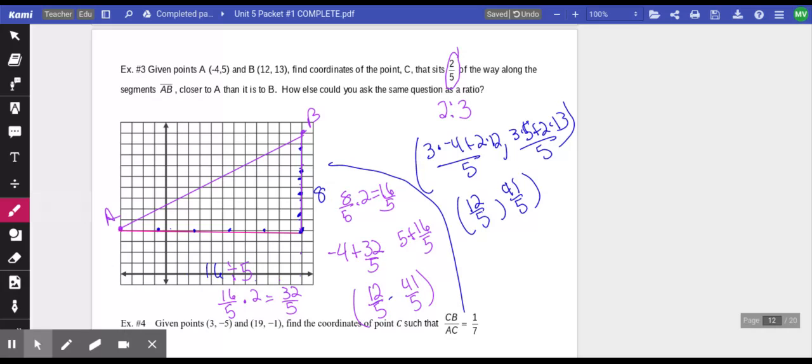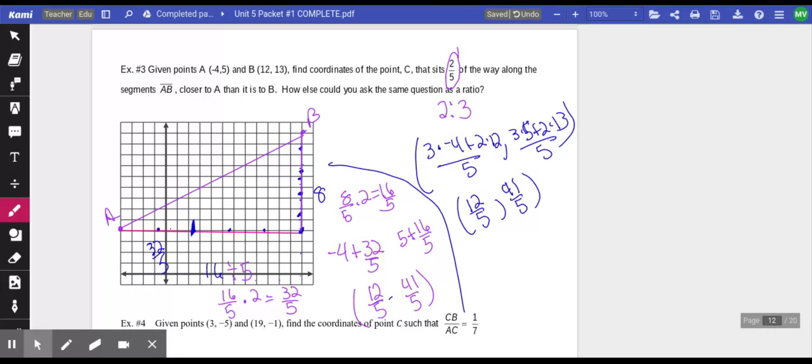Okay, so you can see that I've done it both ways. First of all, graphically, I know from A to B the horizontal distance is 16. So I want to divide it into 5 equal parts. So 16 divided by 5 is 16/5. I want the ratio to be 2 to 3. So I'm going to multiply 16/5 times 2 to figure out how far over 2 sections is. And that means that it's over 32/5. So to find the coordinate, I do the x-coordinate -4 plus 32/5, which gives me 12/5.